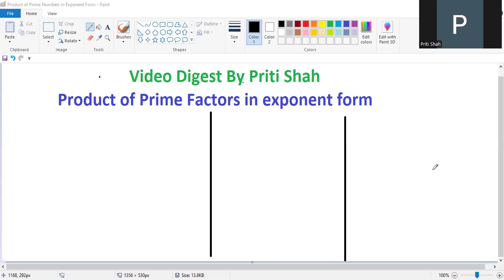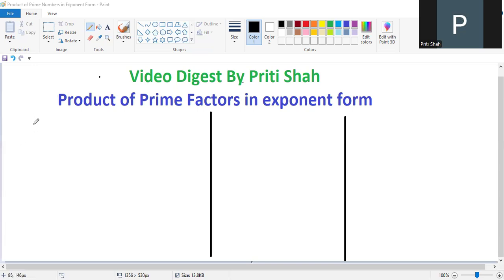Okay, so today we are going to learn about product of prime factors in exponent form. Every composite number can be written as a product of prime numbers. Now there are two types of numbers, prime numbers and composite numbers. So today we are going to see how we can convert a composite number into prime factors and then how to write that in exponent form. So let's get started with an example.